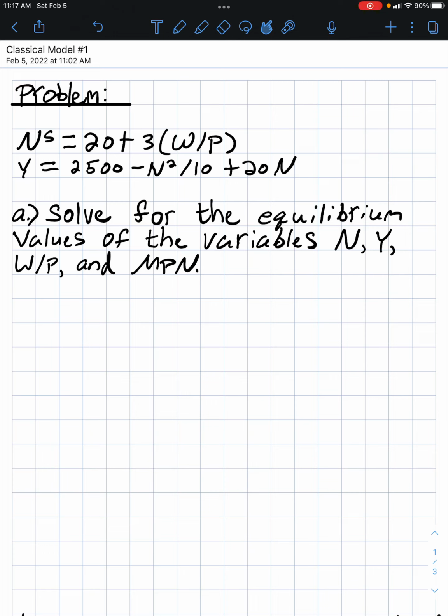Just a few facts about the classical model. The shape of the aggregate supply is always vertical at full employment. The short run Phillips curve is vertical, as long as the long run Phillips curve is also vertical. Price expectations in the classical model is perfect information. And those are just some quick facts about the classical model. Now, the problem.